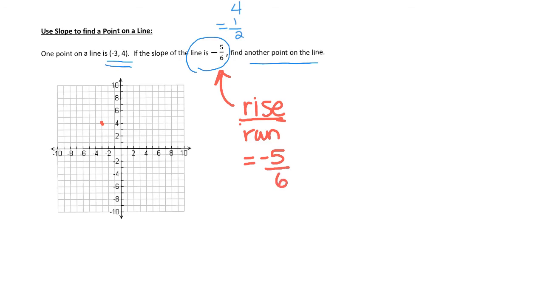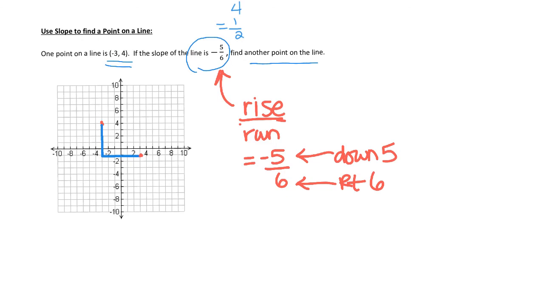So that means I'm going to go down 5 and I'm going to go to the right 6. Okay, so from my point that I had, I'm going to go down 5. So 1, 2, 3, 4, 5. And then I'm going to go to the right 6. 1, 2, 3, 4, 5, 6. And so that'll be my other point that I'm going to go ahead and draw.